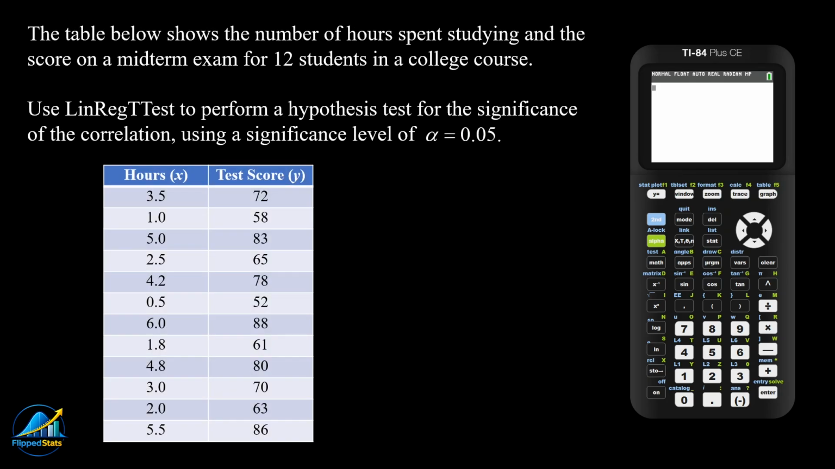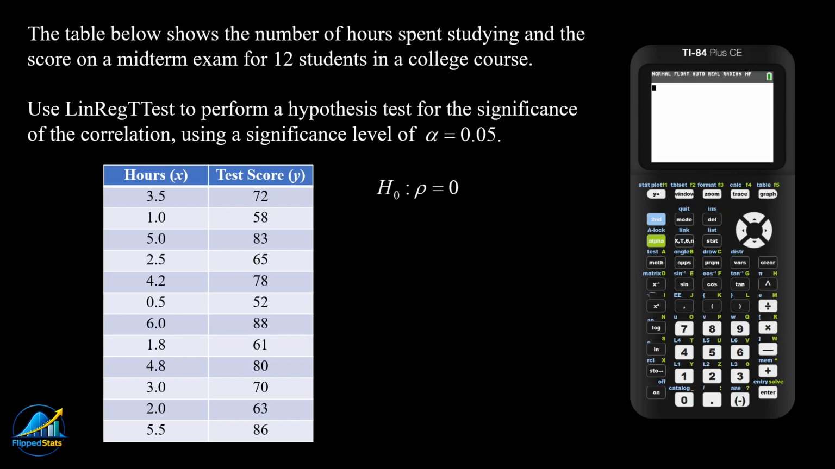In this video, we quickly learned how to use the built-in hypothesis testing function for the significance of a correlation. So that's the LinRegTTest function in the TI-84. And the context here is a little set of 12 ordered pairs where our X variable is the hours spent studying for a midterm exam, and our Y variable is the score on the midterm. And we're testing for a significant correlation with a significance level of alpha equals 0.05.